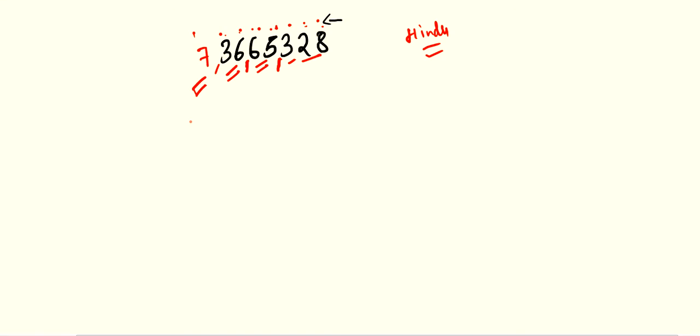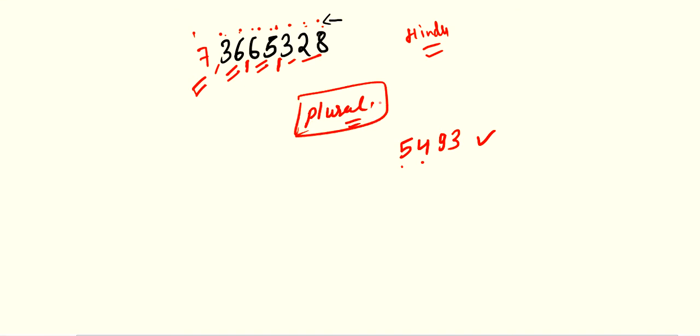Now what are the common errors that we make in the Indo-Arabic system of numeration? The first one is do not write periods in plural. Plural means what? Suppose you are having 5493. Writing it with an s on the period is not the correct form. The correct form is without it. So do not write periods in plural form, that means don't add s.